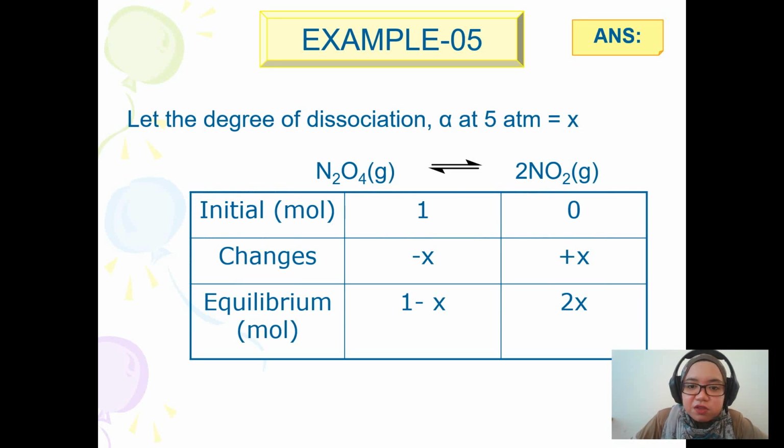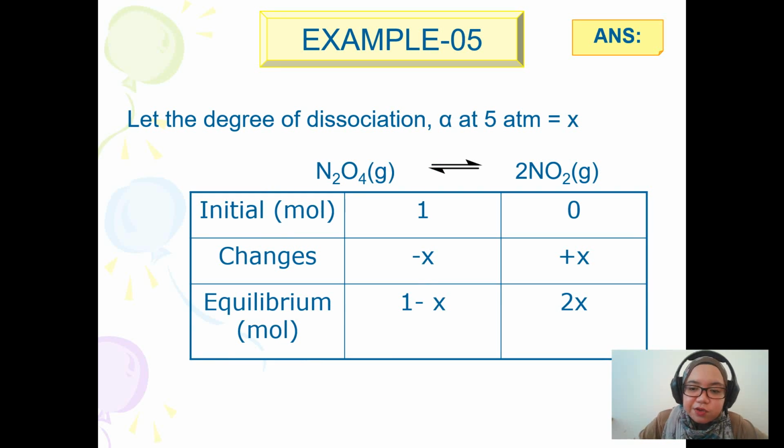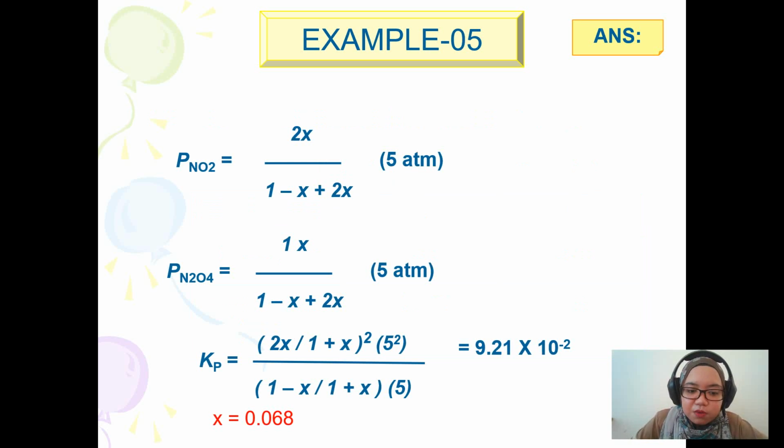Okay, so now let the degree of dissociation at 5 atm equal X. So same goes here. Initial mole is 1 for the reactant and 0 for the product. And for the changes, we know already, so minus X and positive X. So we got 1 minus X and 2X. So now the difference is for the partial pressure, we now got 2X divided by 1 minus X plus 2X. This one we use as the unknown. Okay. So now when we substitute the partial pressure into the Kp just now, because Kp equals 9.21 times 10 to the power of negative 2, right? So when we substitute into the Kp, we will get X equals 0.068.